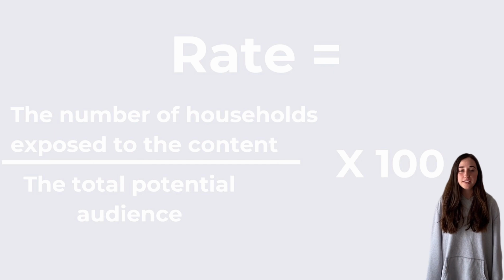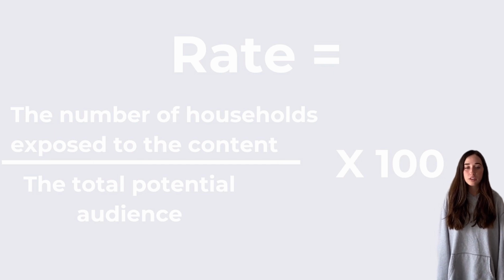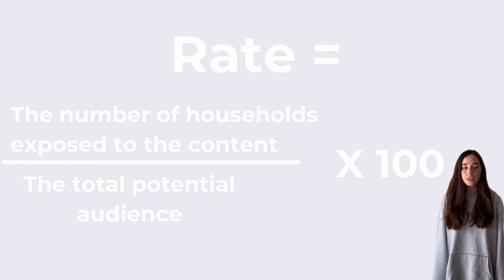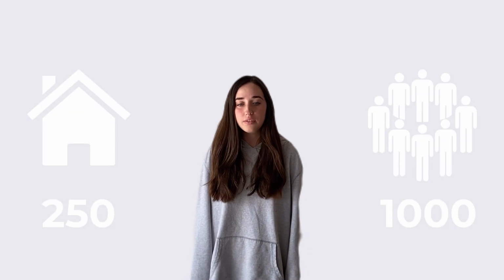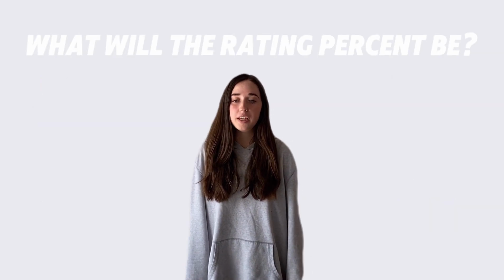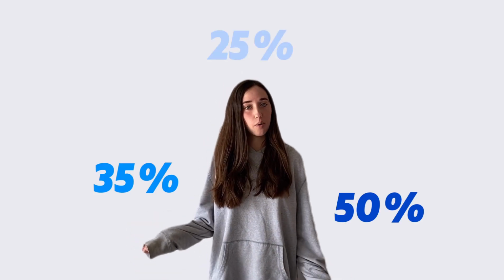You calculate rating by dividing the number of households exposed to the content by the total potential audience, then multiply by 100 to get a percentage. Let's do an example together. If a TV show is watched by 250 households out of 1,000 in the target area, what would the rating percentage be? 35%, 50%, or 25%? Let us know in the comments.